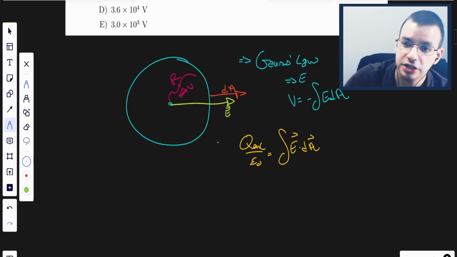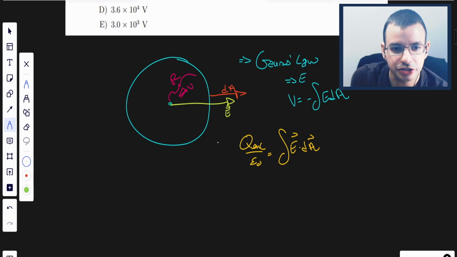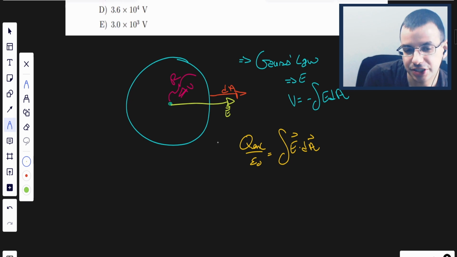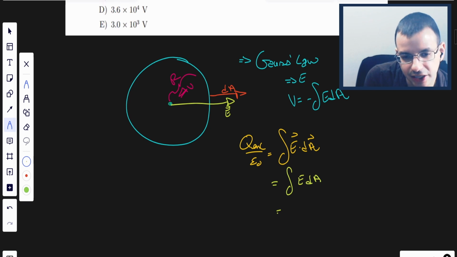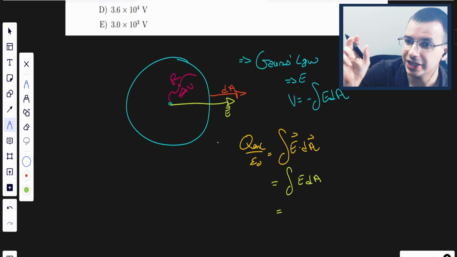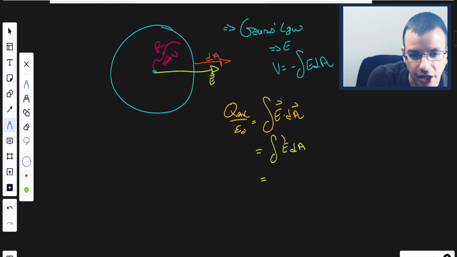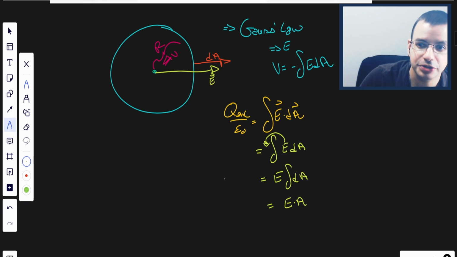And so these are both vectors. A dot product creates a scalar based on how parallel two vectors are. They're both radial, so they're both pointing in the same direction everywhere, and this dot product is just going to be E times dA. More specifically, the electric field is going to be uniform for a given radius, since it's radially symmetrical. Since it's constant, we can pull it outside the integral, which gives us E times the integral of dA, which is the area of our Gaussian surface.